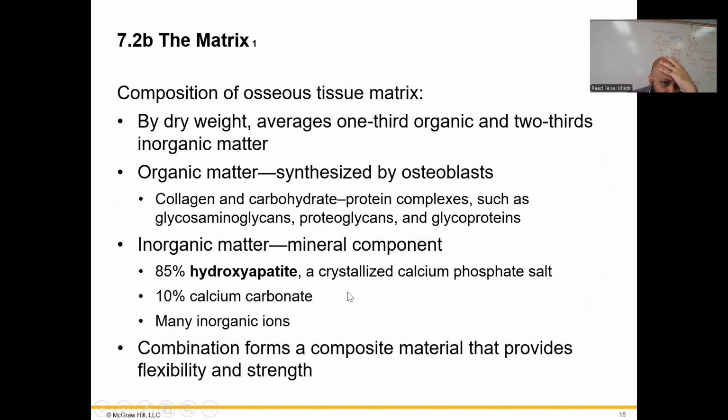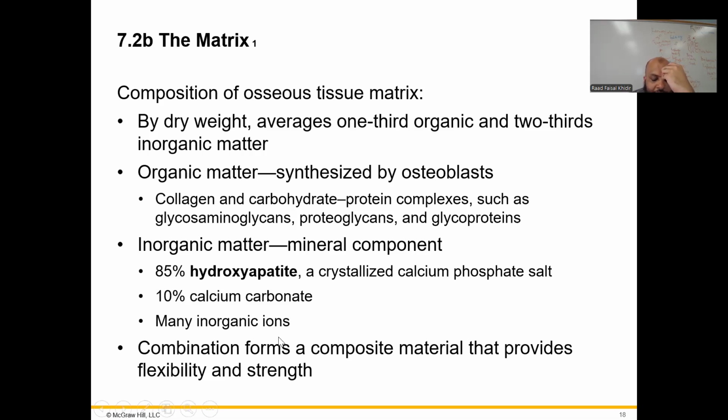The bone matrix is composed by dry weight of one third organic and two thirds inorganic matter, such as calcium and phosphate. The organic matter is synthesized by the osteoblast, including collagen and carbohydrate-protein complexes such as the glycosaminoglycans, the proteoglycans, and the glycoproteins. The inorganic matter is a mineral component, and it has about 85% hydroxyapatite. That's very important to know. The hydroxyapatite is a crystallized calcium phosphate salt, and that is what gives our bone its tensile strength. It comprises about 85% of our inorganic bone matter.